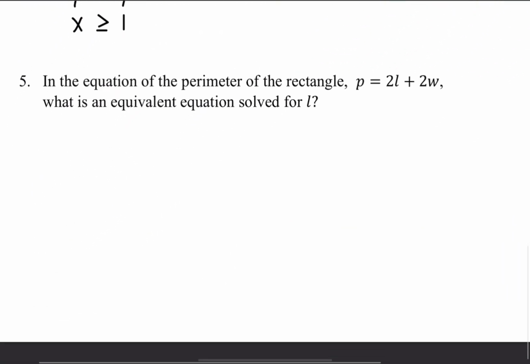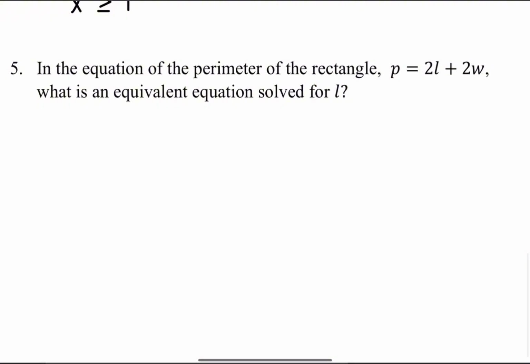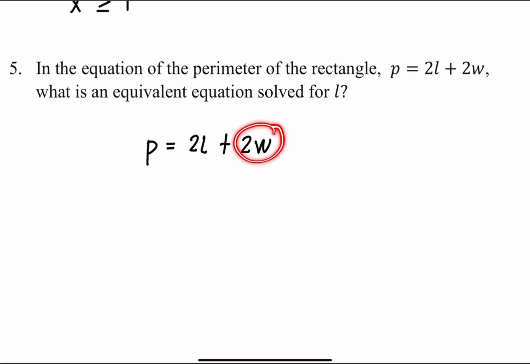Okay. The last question. In the equation of the perimeter of the rectangle, P is equal to 2L plus 2W, what is an equivalent equation solved for L? So we want to solve for L. In order to do that, let's write the formula here. P is equal to 2L plus 2W. We have to eliminate 2W first. So using the subtraction property of equality, we can subtract 2W from both sides of the equation.